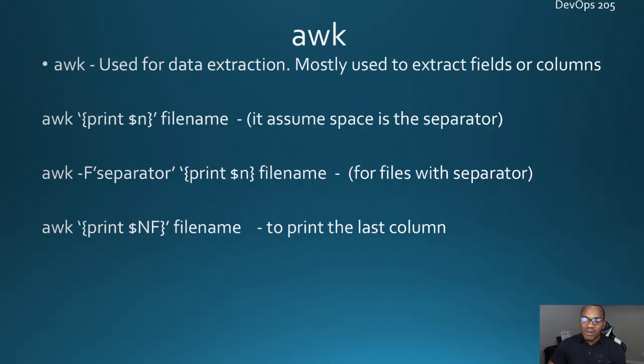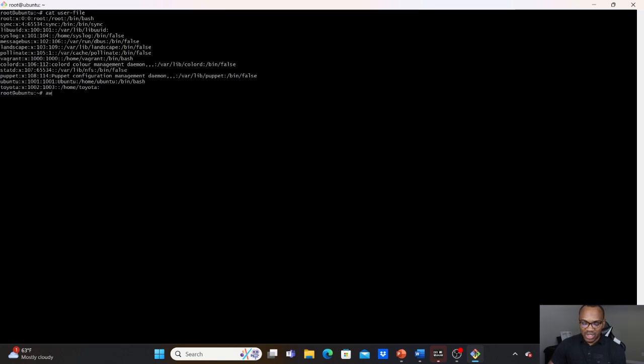Awk. Awk is an intelligent form of search. Awk allows you to write a conditional statement and pinpoint exactly what you want to do. You can use awk to change particular data in a file. So it's used for data extraction, mostly to extract fields or columns. And let's see how it is used. Let's cat our file first. I can say, okay, awk.